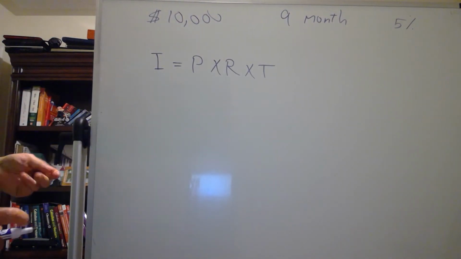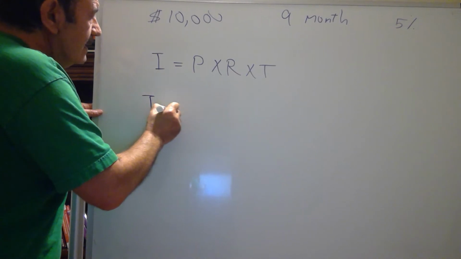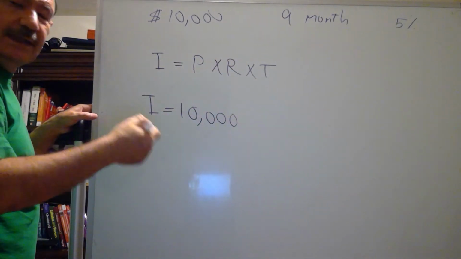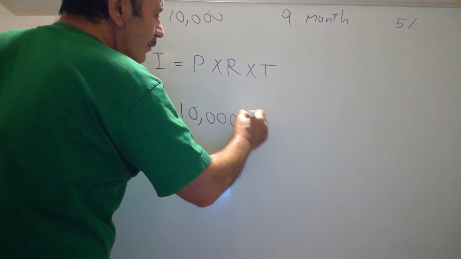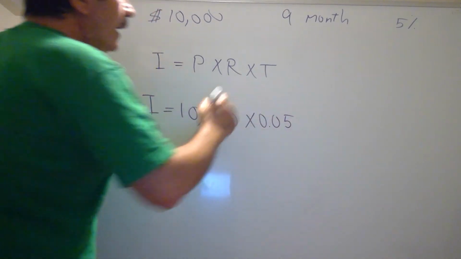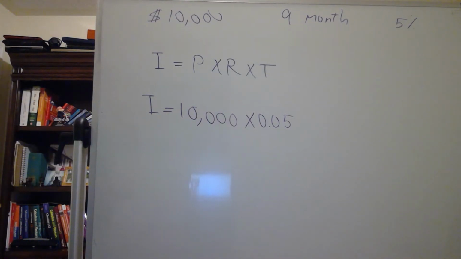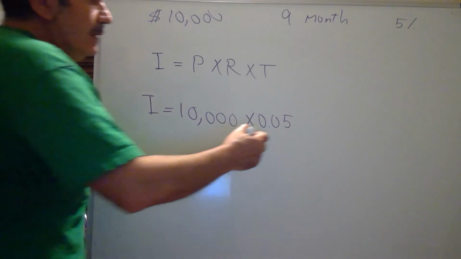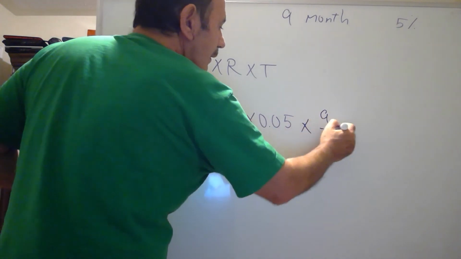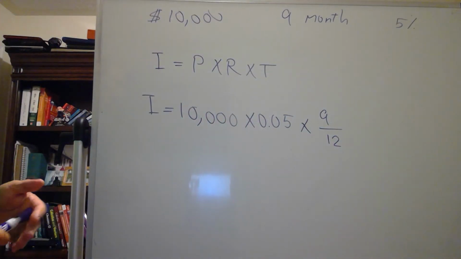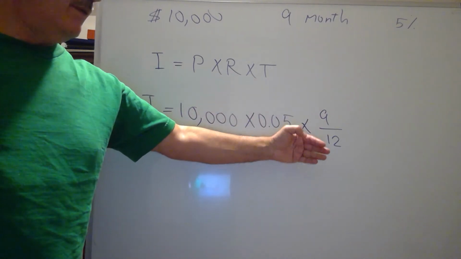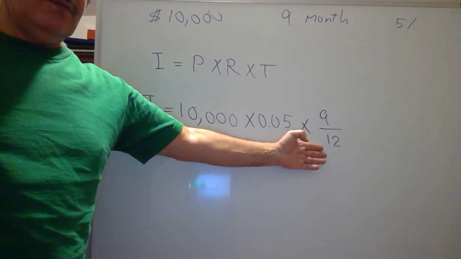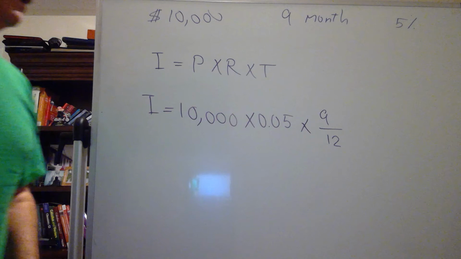So, how much is the interest? Interest is principal, which is 10,000. How much is the rate? Annual rate is going to be 5% or 0.05. And how much is the time? Time is 9 months. Remember, the time always should be per year. So it's going to be 9 out of 12, because 1 year is 12 months. Because the time is in months, I converted 1 year into 12 months. Now it's going to be 9 out of 12.